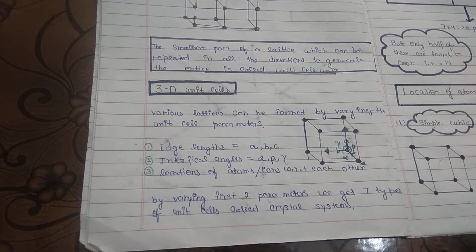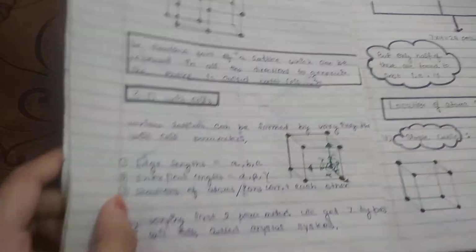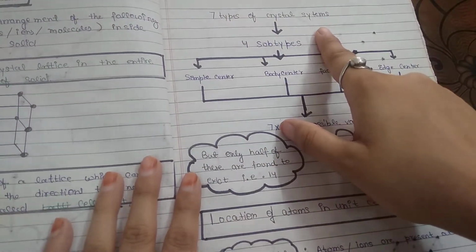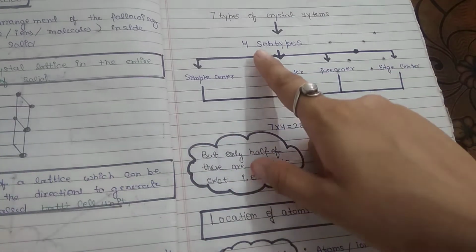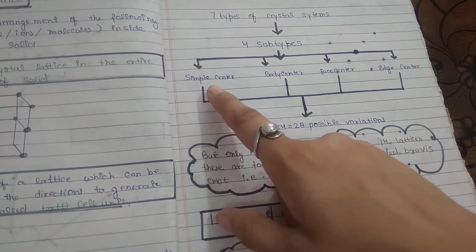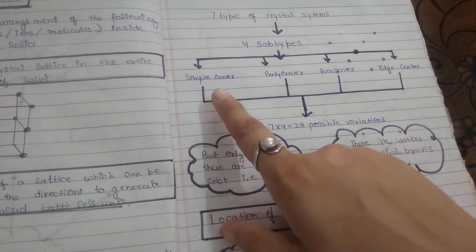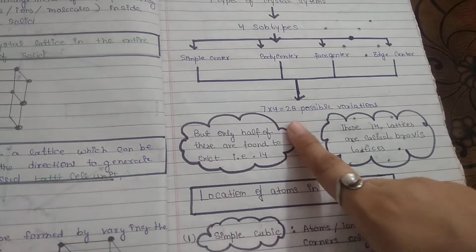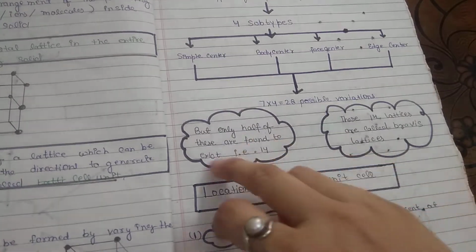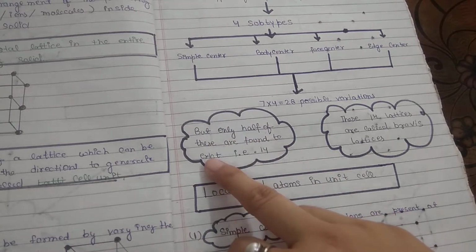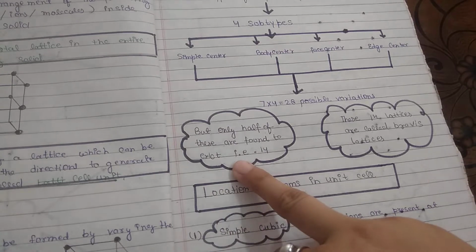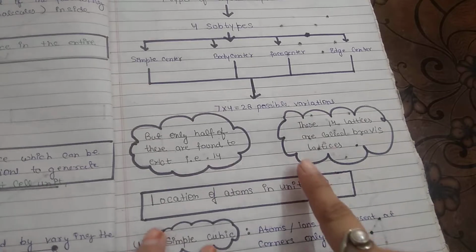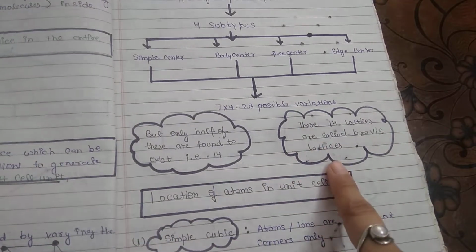You can look here, there are 7 types of crystal systems and 4 subtypes: simple or primitive, body centered, face centered and the end centered. So there are 28 possible variations, but only half of these are found to exist, that is 14. Here are only 14 lattices, but the possibility is 28. These 14 lattices are called Bravais lattices.